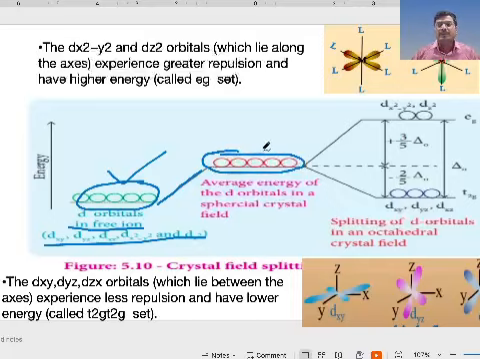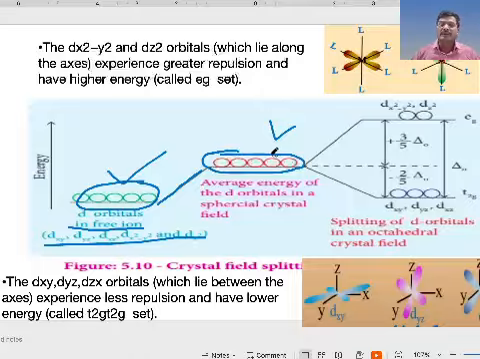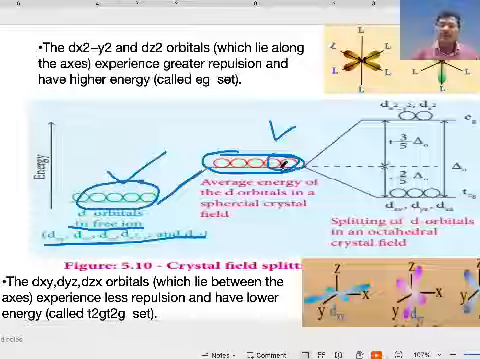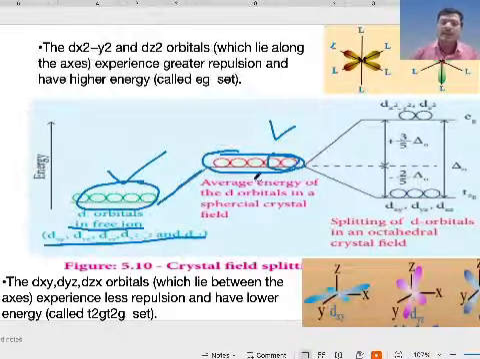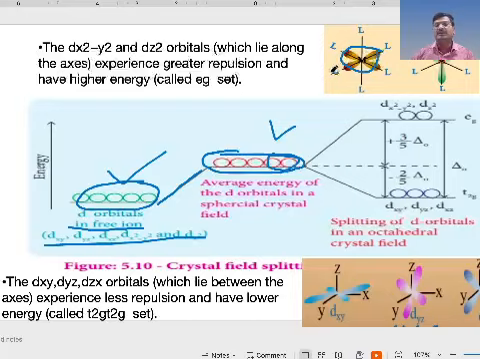After that, when the ligands are close to the central metal ion, the splitting of the orbitals will take place. When the ligand has more repulsion toward the orbital, the orbital will get more energy, and when the ligand has less repulsion toward the orbital, it will get less energy. And in the case of octahedral splitting, we already know that the x square y square orbitals are present on the x and y plane, and the z square orbital is present on the z plane.